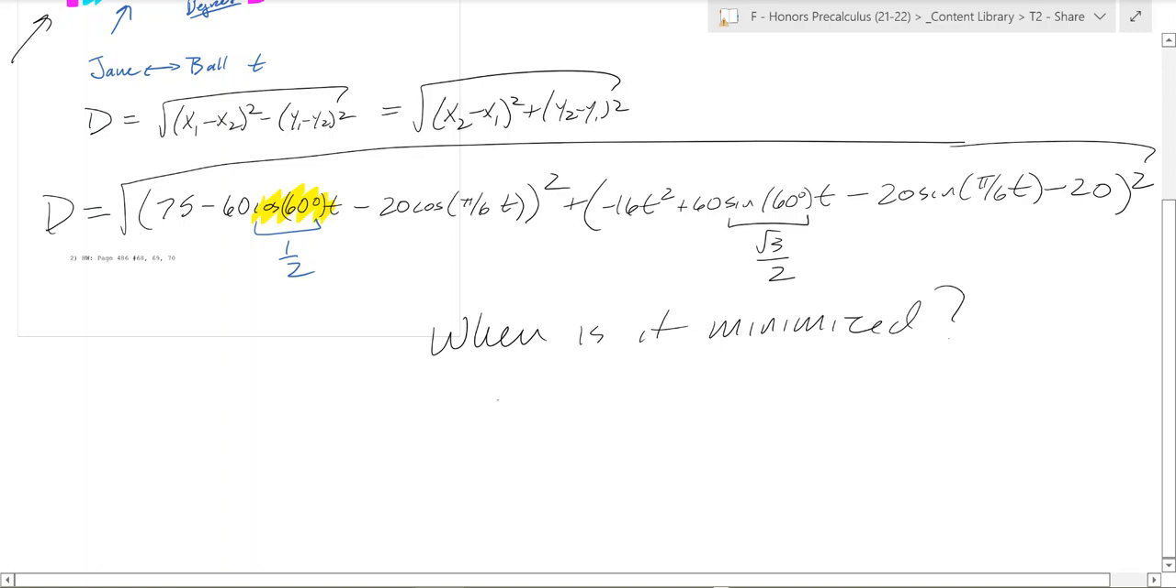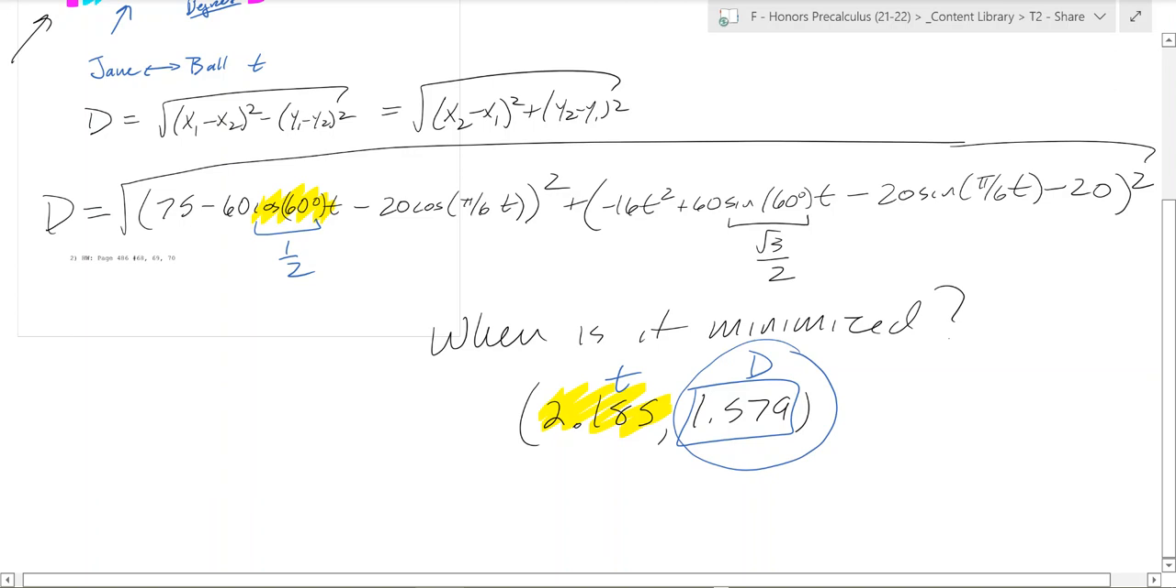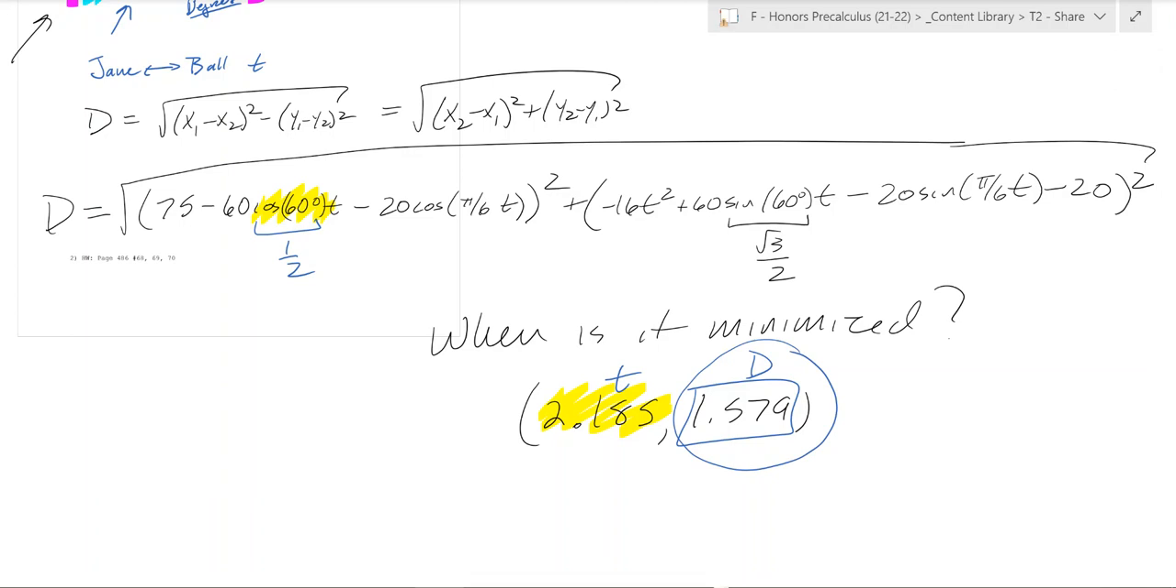And if you do this out, it's minimized at (2.185, 1.579). And remember, the first value is going to be the input time, and then this would be the distance. So if this is in feet, the closest it will come is 1.579 feet from Jane, and that seems about reasonable for a distance that she theoretically could catch. Now, we're not factoring in speed here, but that's what it is.